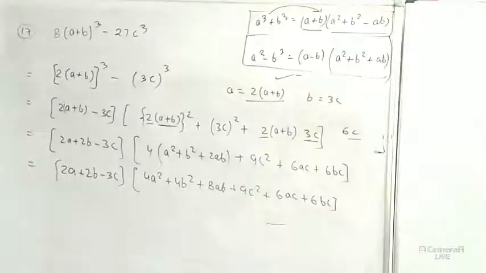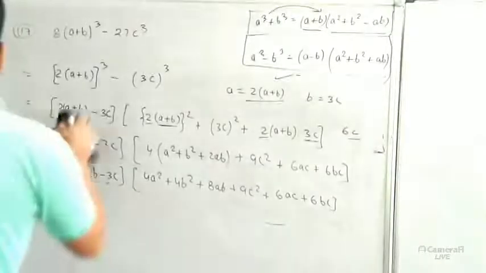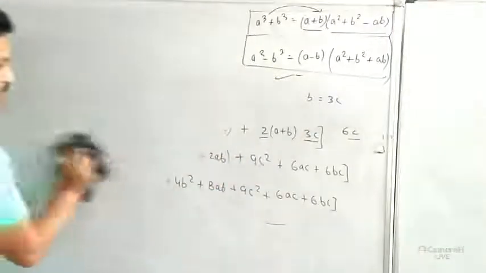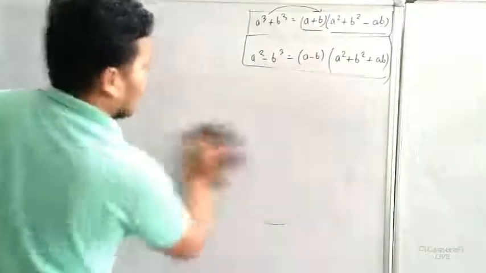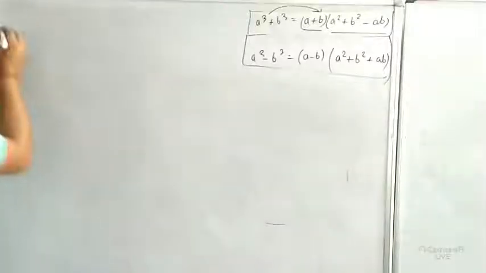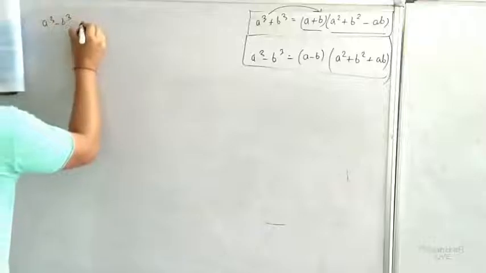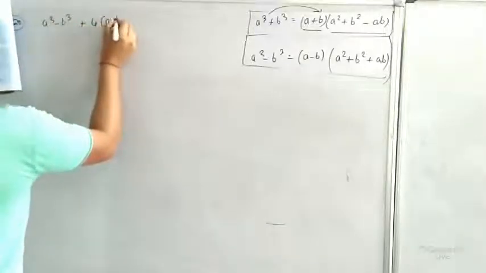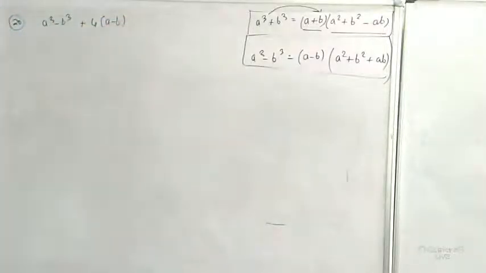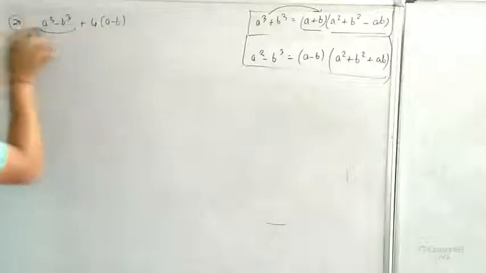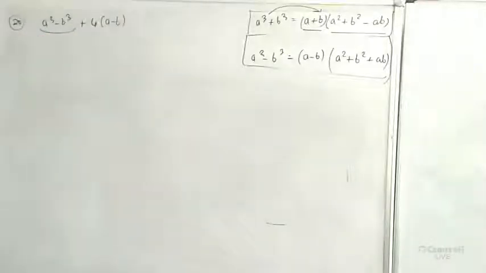So look at one question, you people expand it. Okay. Question number 20 and 21. I am giving some hint for these questions and then you can try to solve them at your home. Question number 20 is a cube minus b cube plus 4(a minus b). How can we solve it sir? Question number 20, how will you solve it? So look, this part we can expand here.